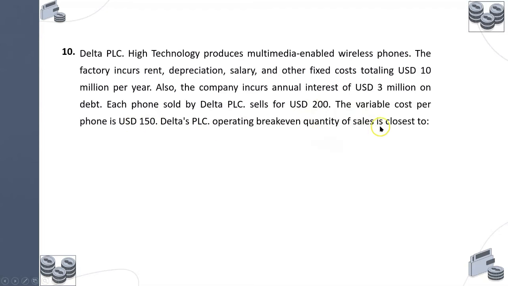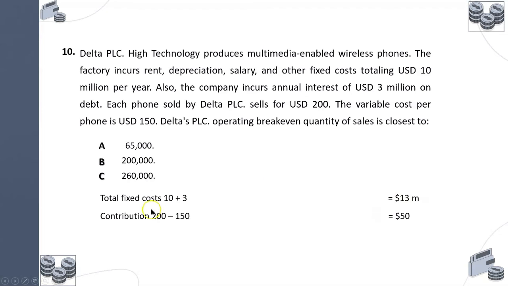Operating break-even quantity. That is the quantity needed just to break even, which is always equal to the fixed cost divided by the contribution. These are the answers given. Let us see the calculation. The total fixed cost is 10, which is operating, and 3, which is the financing cost, 13 million. And the contribution is the difference between the price and unit variable cost, which is 50. So that will give us a break-even point of 13 million divided by 50, which is 260,000, which is the answer number C. This is wrong.